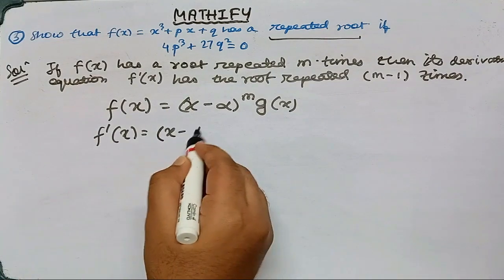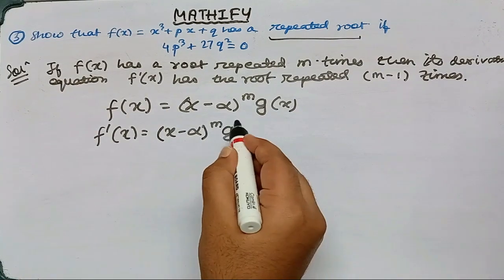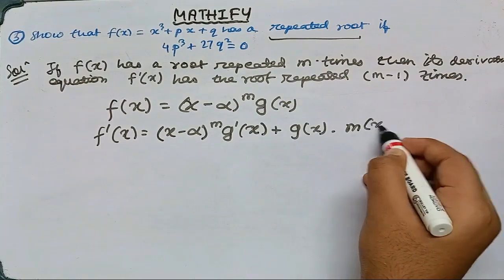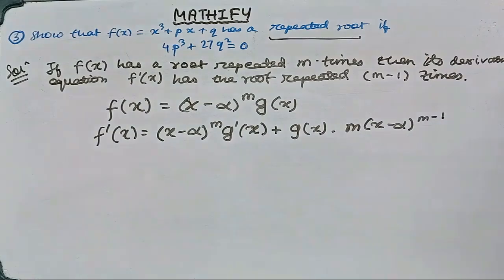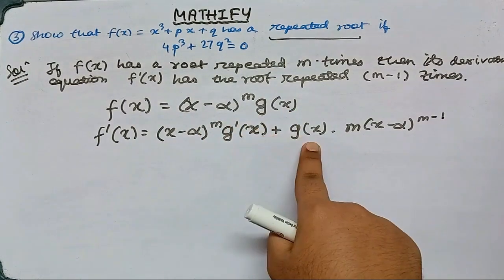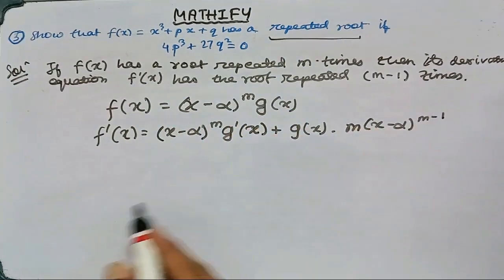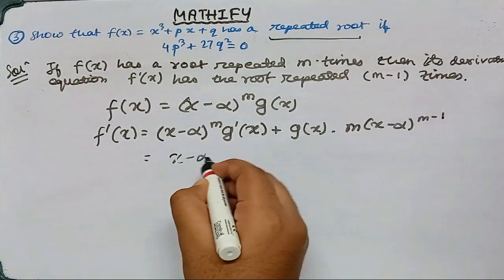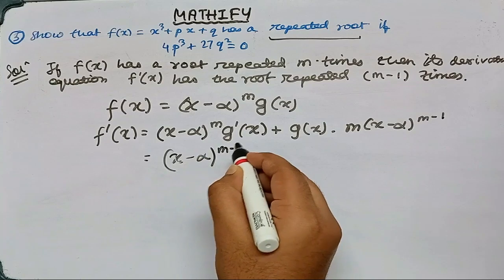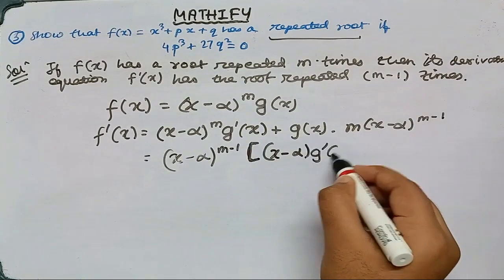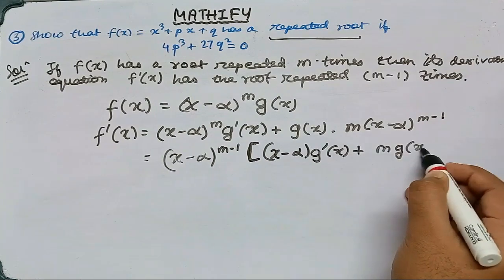So it is x minus alpha whole to the power m into g dash x plus g of x into m times x minus alpha whole raised to the power m minus 1. It is the product rule which I have applied: first function into derivative of the second function plus second function into derivative of the first function. From these two terms, what you can take common is x minus alpha whole to the m minus 1. So you are left with x minus alpha into g dash x plus m into g of x.